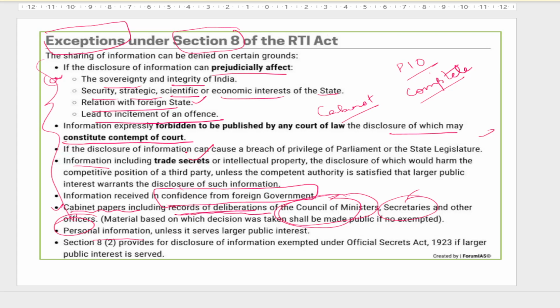If the cabinet is deliberating on any of these matters concerning the sovereignty of the country, or matters which relate to information received in trust from foreign governments, all these things, if the cabinet is deliberating on these matters, then they cannot be disclosed under the RTI Act. Now, personal information cannot be disclosed unless it serves the larger public interest.